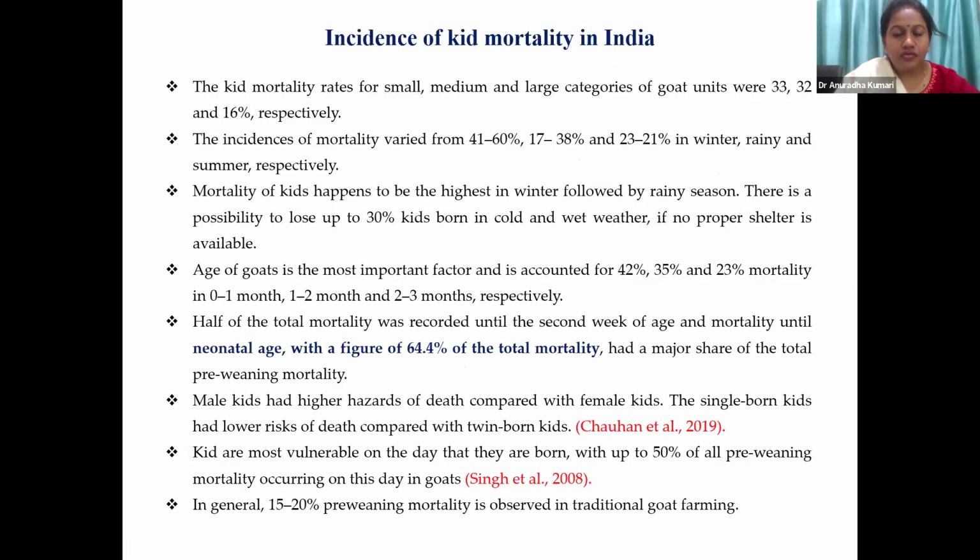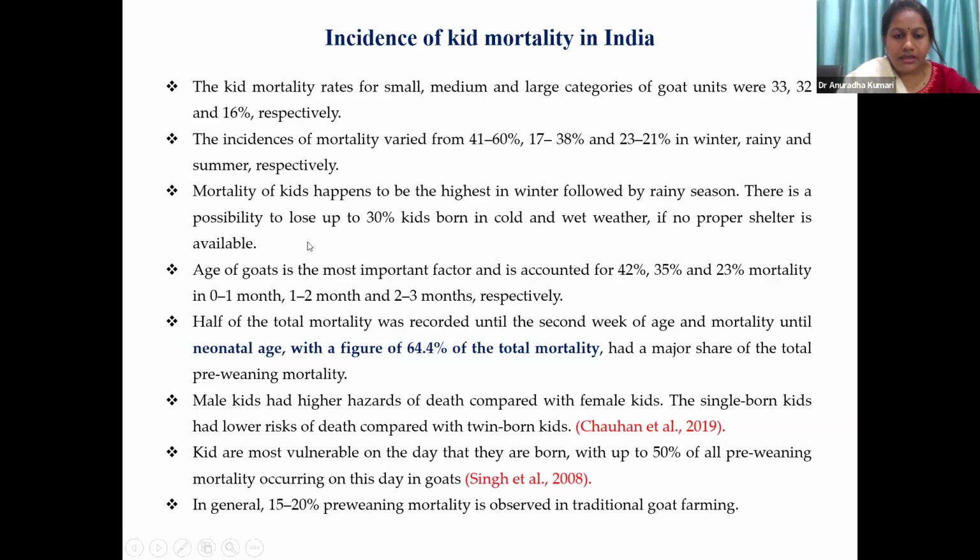If we see the incidence of kid mortality in India, it is in the range of 33%, 32%, and 16% for the different categories of goat units. Incidence of kid mortality also varies with the season. Highest kid mortality is observed during the winter season and least in the summer season.